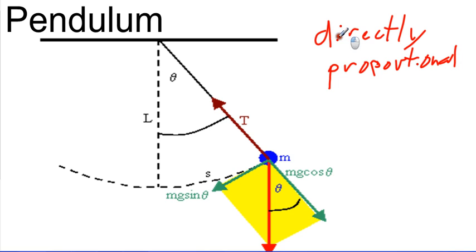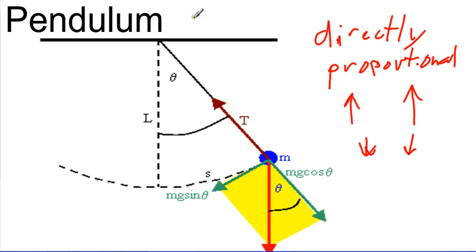And if we think of what a directly proportional relationship is, it means that as one variable is going up, the other variable is going up at the same factor or at the same rate. As one decreases, the other decreases also at the same rate.